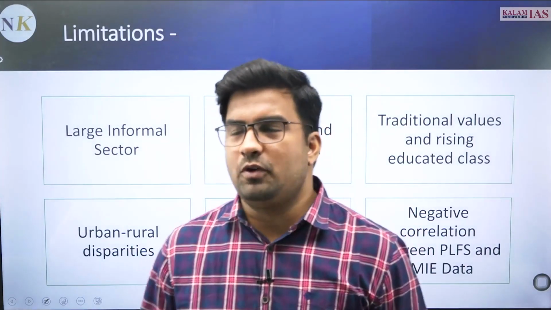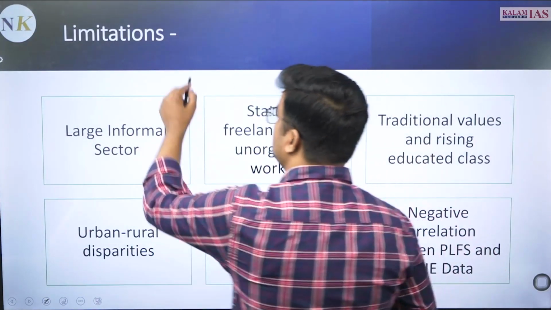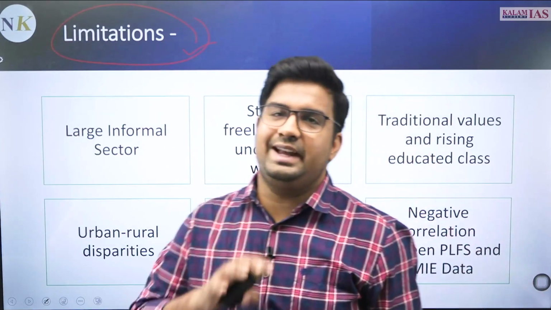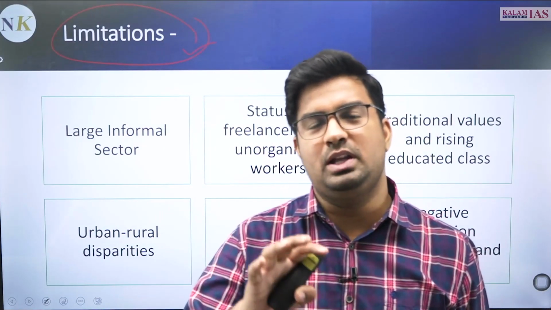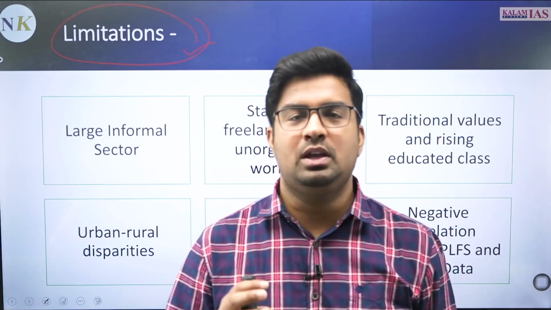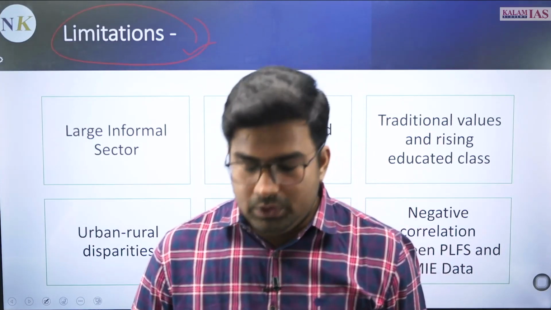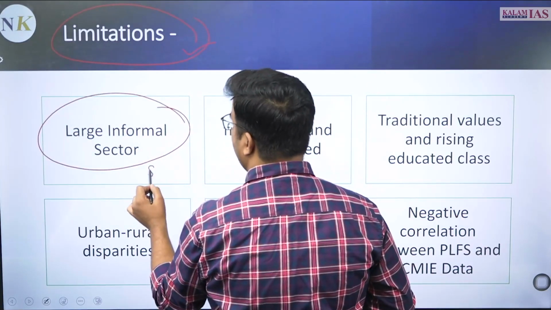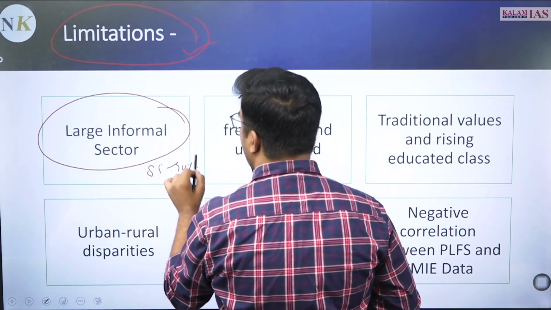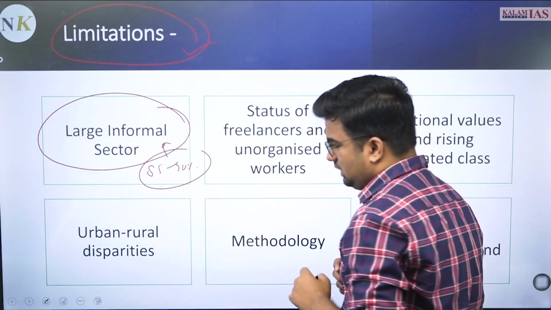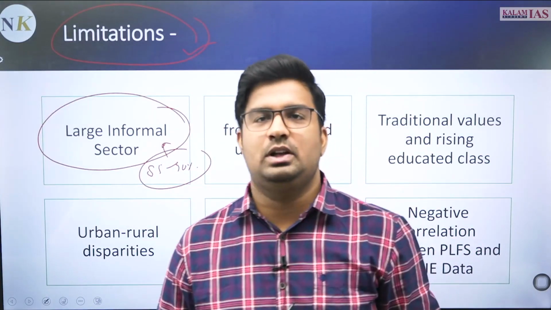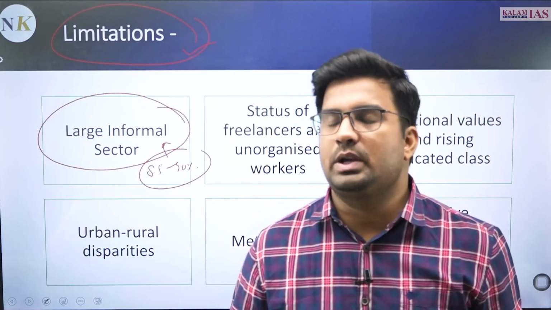Now let's move forward. The limitations of unemployment: why unemployment is higher, and why the data of unemployment is not properly being collected. The first and foremost thing is there is a large informal sector in India where 85 to 90% of the people are employed. Due to that, actual and quantifiable data is not available, and that doesn't show the actual picture of unemployment in India.